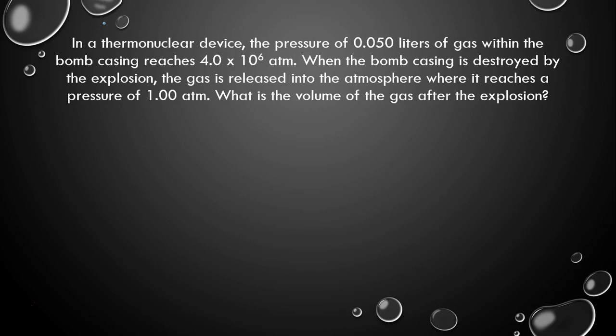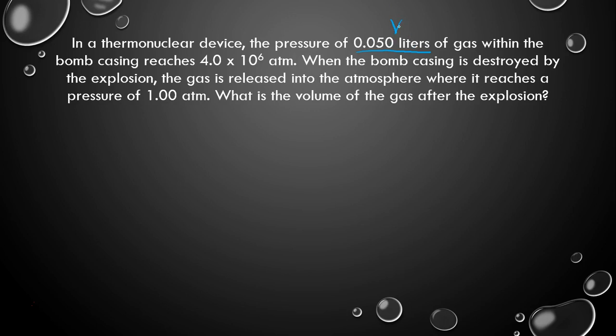First of all, you can annotate these problems. Annotate just means you can go through the problem and label things as you go. Or the second way is to make a list. So let's annotate, and then we'll make a list as we do it, and you choose which way you like better. It says in a thermonuclear device, that would be like a bomb, the pressure of this many liters of gas. Now, it used the word pressure, but look what's right after it: 0.050 liters. That is a volume.